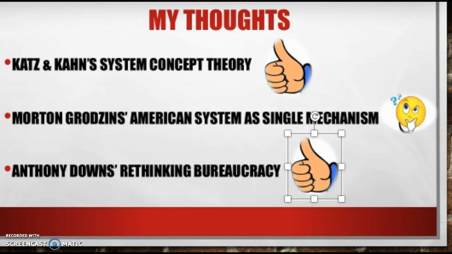So here are my final thoughts. I think Katz and Kahn's system concept theory is an improvement and advancement beyond Taylor's scientific theory. As for Morton Grodzins' American system as a single mechanism, I believe that it helps articulate a breakdown or intermingling of our government, I should say. But as we know, there's still more work to be done there. And lastly, as it relates to Anthony Downs' rethinking of bureaucracy, I think it's an improvement and a deeper look into a bureaucracy as described by Weber.